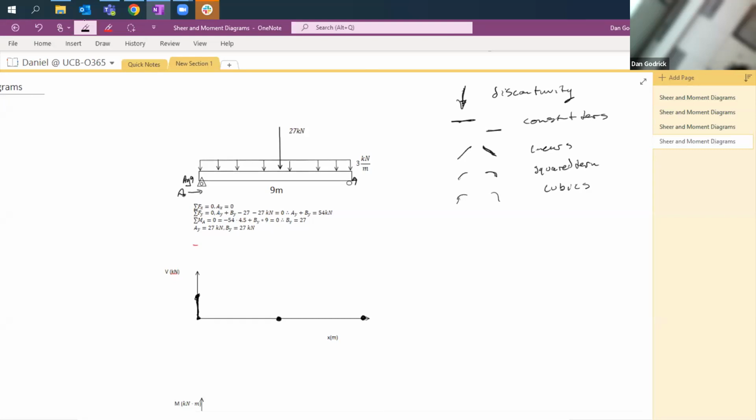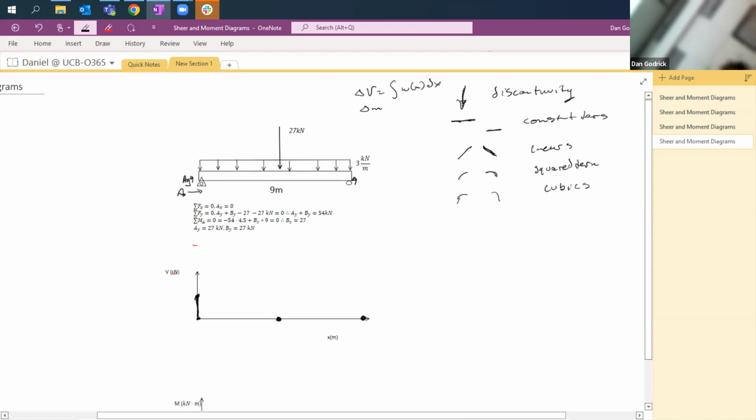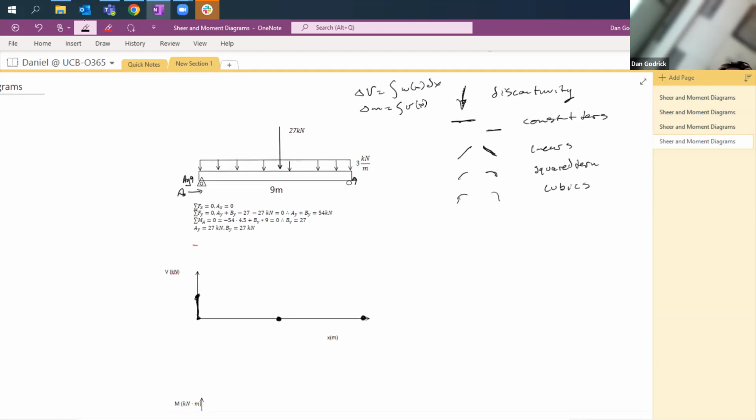And it's because our change in shear is the integral of our loading, and our change in moment is the integral of our shear. So let's see how to combine when we have more than one loading. Let's see how we can combine them with what we know about these relationships.